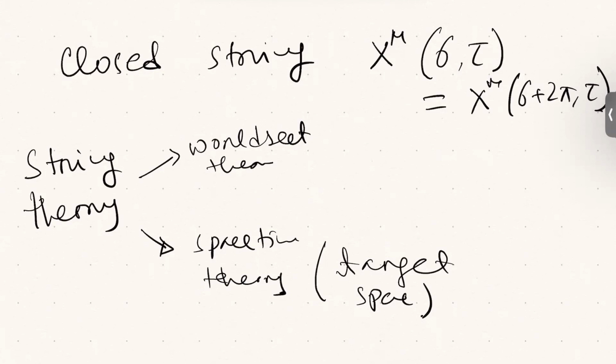But again, this sigma and tau is just used to label some movement of string in the spacetime. So this is the parameter. So whenever you use it, you have to be very careful because of the gauge symmetry associated with reparameterization symmetry.